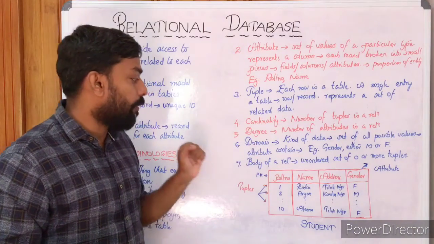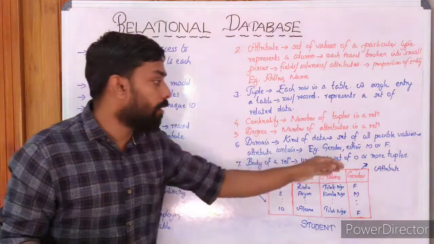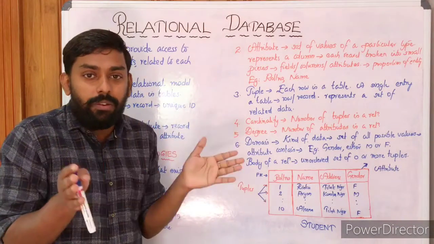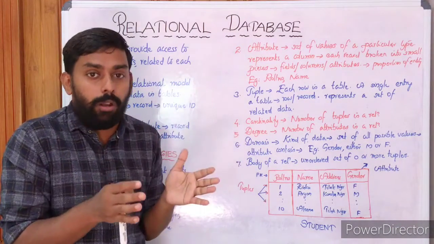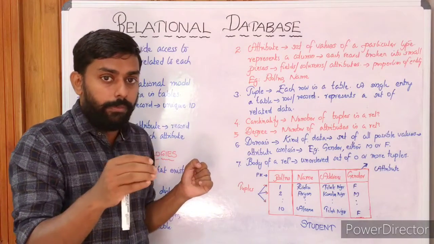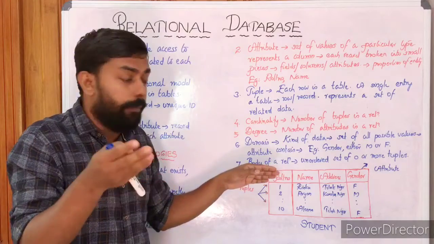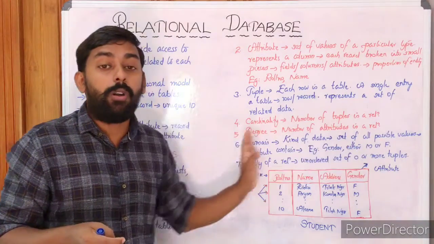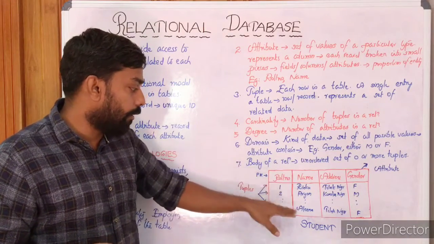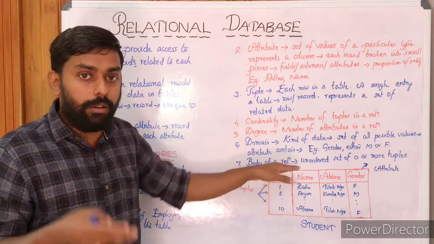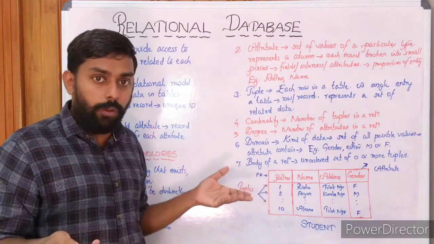Then finally we have the body of a relation. That's an unordered set of 0 or more tuples. It's an unordered set, so it may not be in any specific order. That's what unordered is. And it's a set of 0 or more tuples. Here we have 10 tuples, that is, 10 rows or 10 records. That's what the body of a relation is.